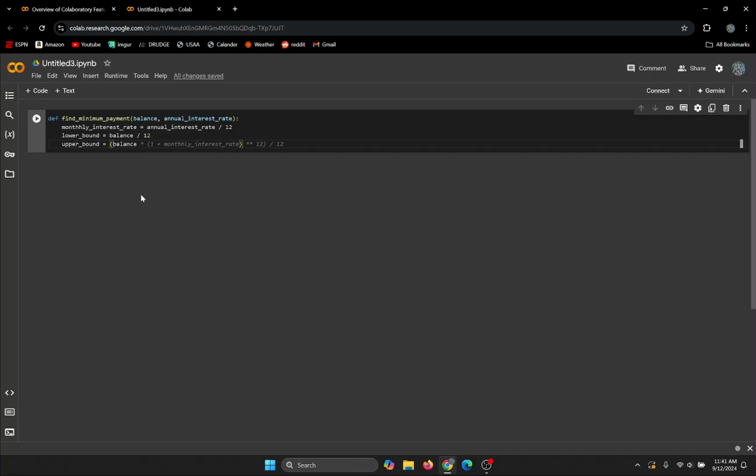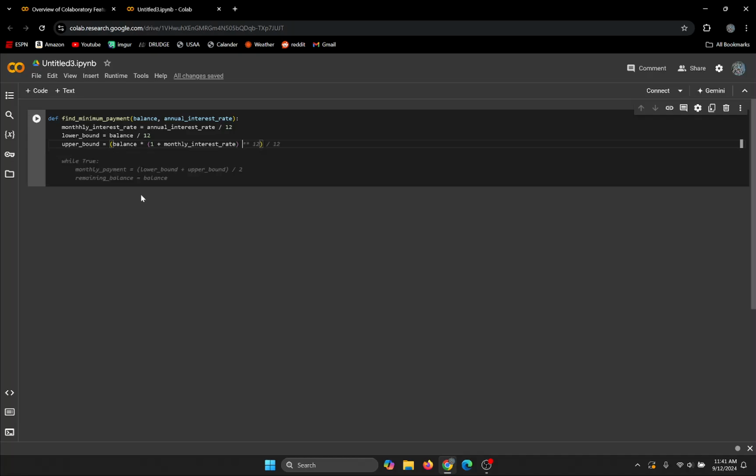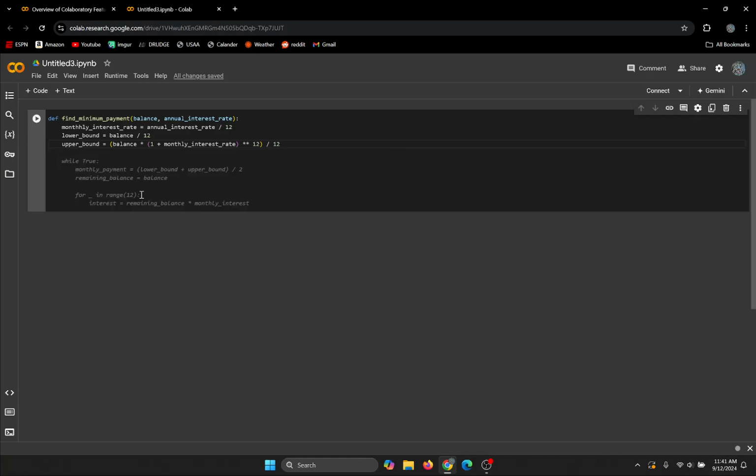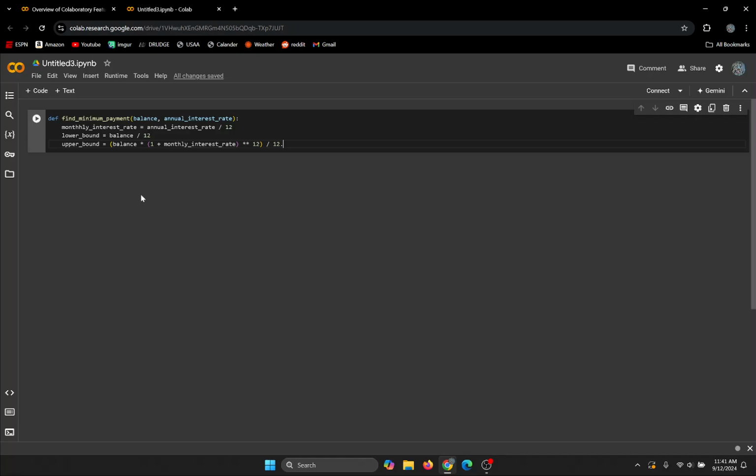So the upper bound of the payments. That's the absolute most, and we're going to have to divide that by 12 because that's done for the whole entire balance. But we're doing it over a month, over 12 months.